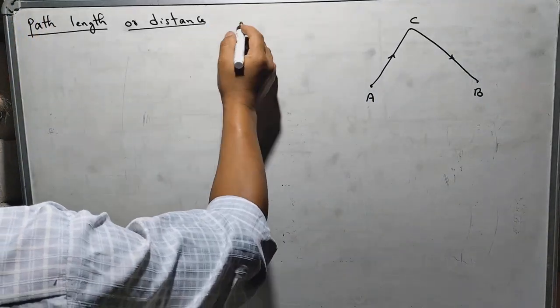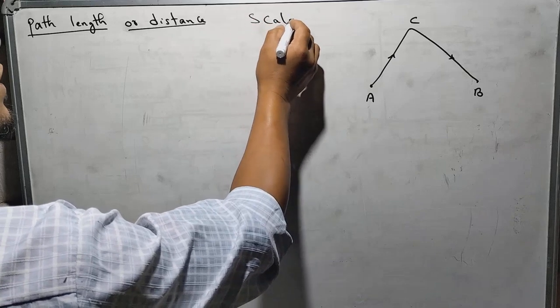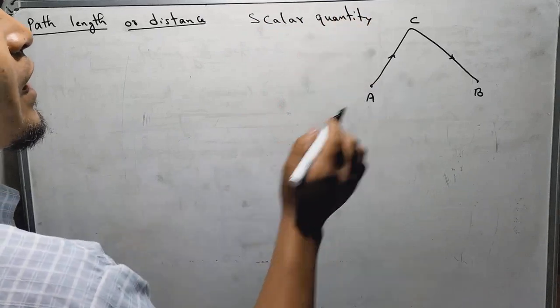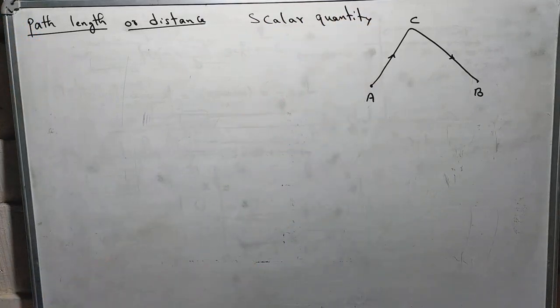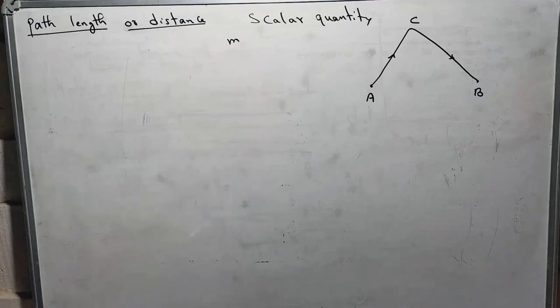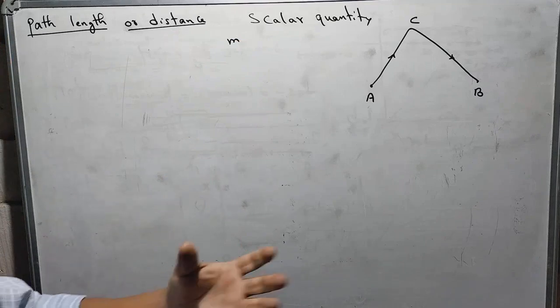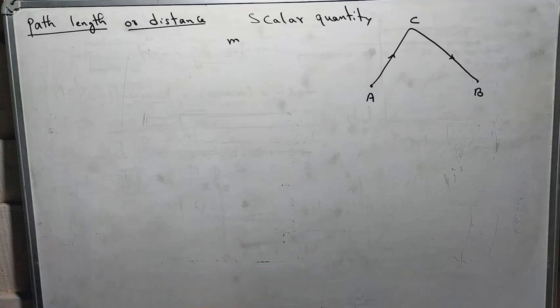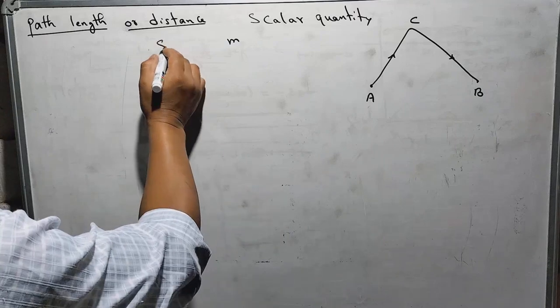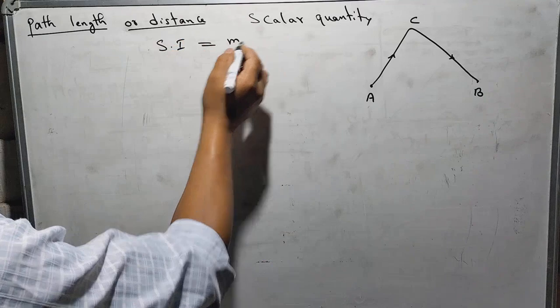And this distance here is a scalar quantity because it has no direction but only magnitude. The SI unit of distance is meter, but when you talk about the motions of a car, then the unit meter is too small, because imagine the amount of kilometers that a car travels. So that amount of distance a car travels is always measured in kilometers. But for the SI unit, we use meter.